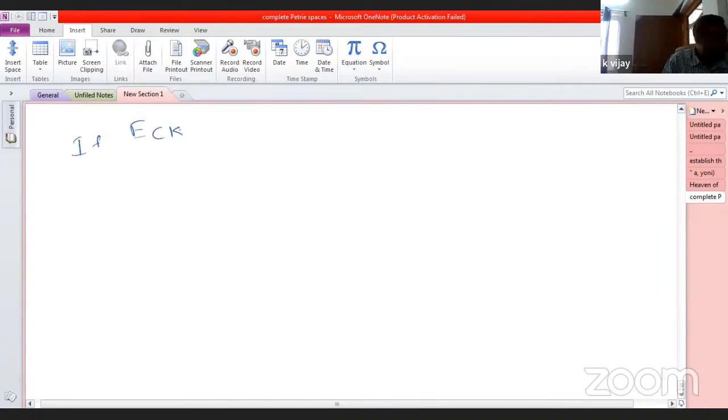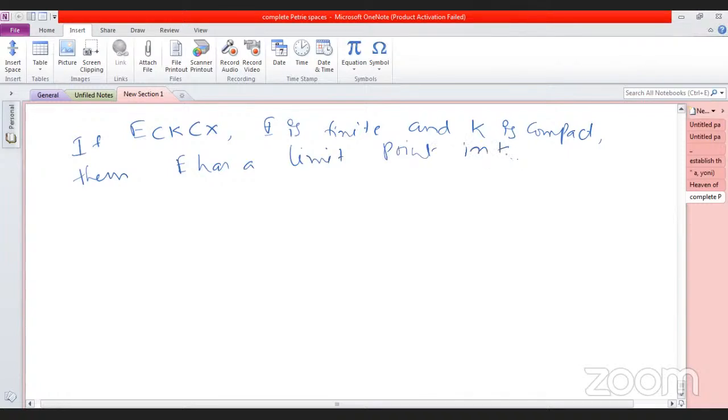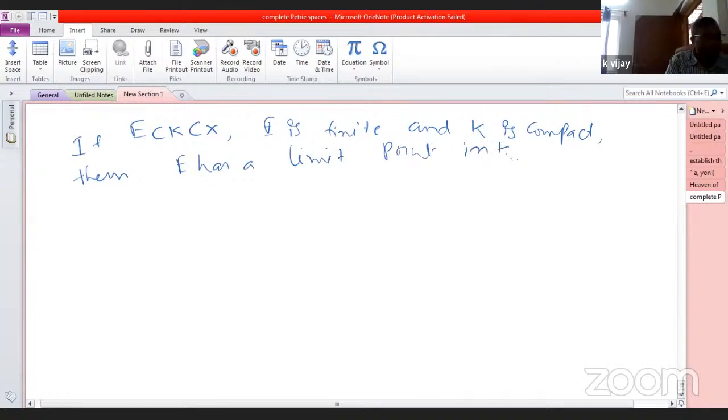If X is finite and is compact, then it has a limit point. See here, E has no limit point in K, so there x belongs to K. I'm writing here x belongs to K.